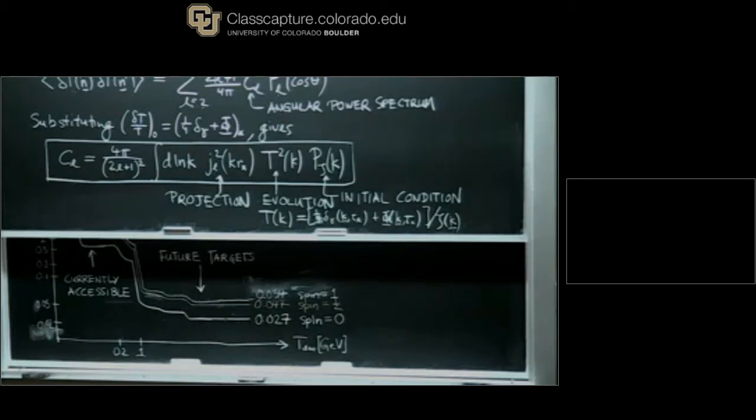So the Bessel function acts like a delta function. If we make this very crude approximation of the Bessel function acting like a delta function, we can in fact write the angular power spectrum in the following simple form. It's simply this transfer function squared when evaluated at a k value that's approximately equal to L over R star.